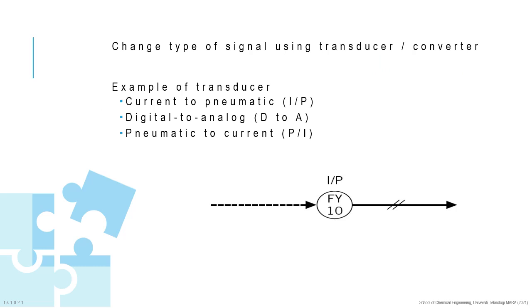It is often necessary to change one type of signal into another. This is done by a transducer or converter. For example, there may be a need to change from an electrical signal in mA to a pneumatic signal in pound per square inch gauge, psig. This is done by the use of a current to pneumatic transducer as shown in the figure on the slide. The input signal may be 4 to 20 mA and the output signal would be 3 to 15 psig.